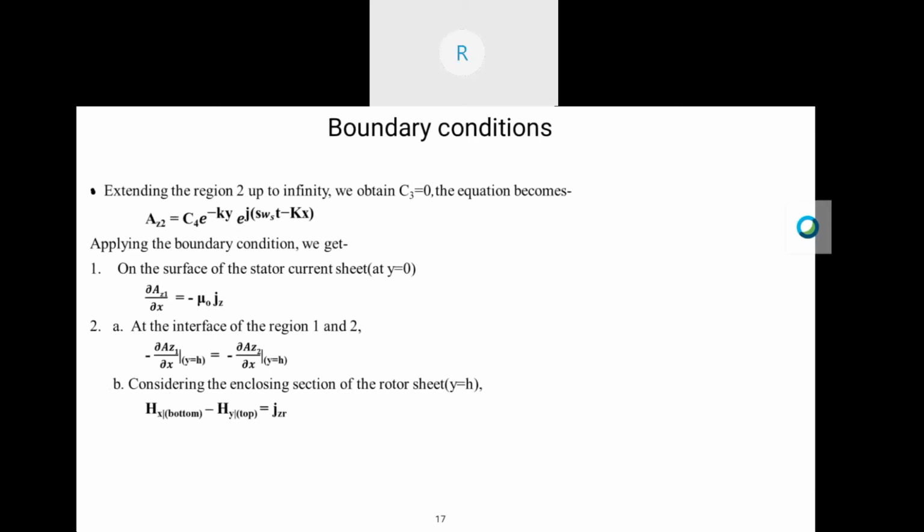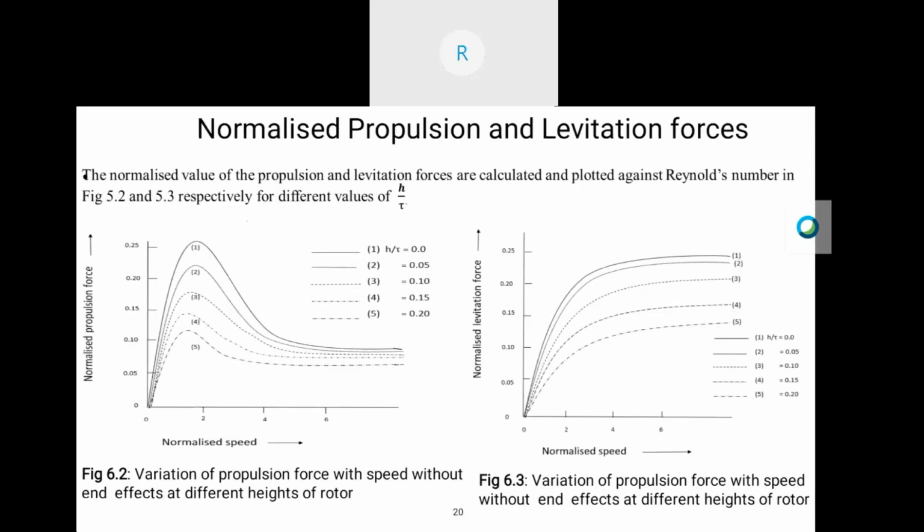What is A? What is that variable? Sir, it is the vector potential. Vector potential of what? In terms of Reynolds number, how is the vector potential related? I'm not getting that thing actually.